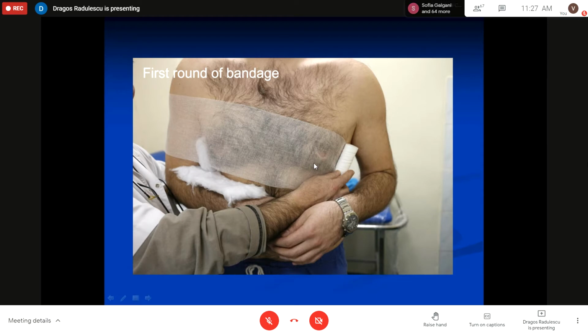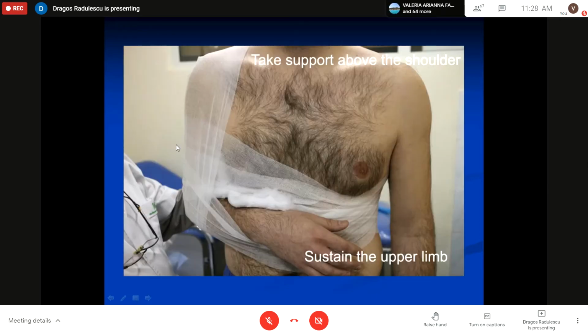And there are three directions in which you go with this bandage. So the first one is around the torso, as you can see here, with the injured arm, but above the forearm. The second direction is around the torso, but below the forearm, so you can actually sustain the upper limb, as it's written here. And the third direction is in the arm's direction, so you actually place the shoulder also in your bandage.